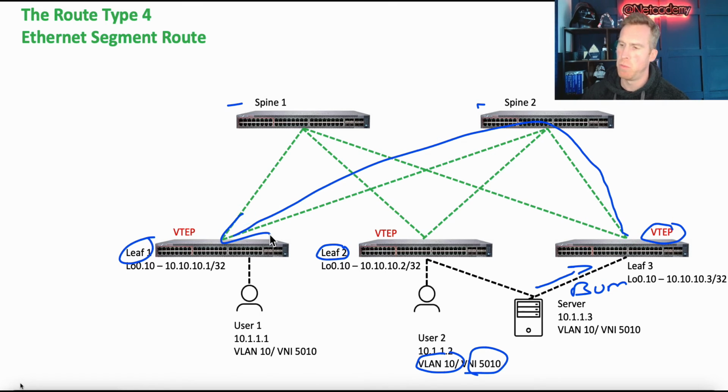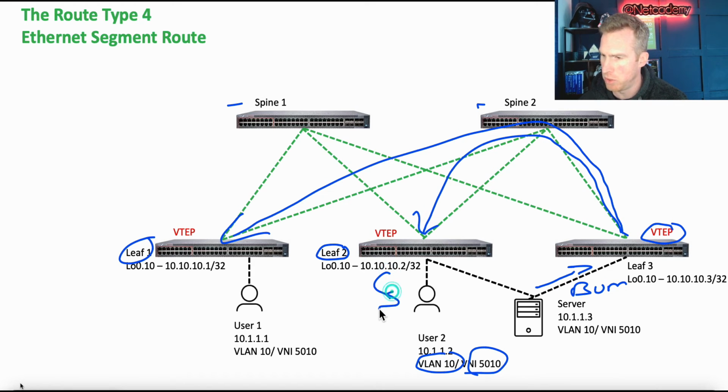No problem there whatsoever. But what happens when it sends those BUM packets through spine 2 down to leaf 2? Well, when those packets go to user 2, who's in that same VNI, in that same VLAN, that's fine, no problem. But leaf 2 will also then forward that BUM packet back to the server. You see what's happened here?